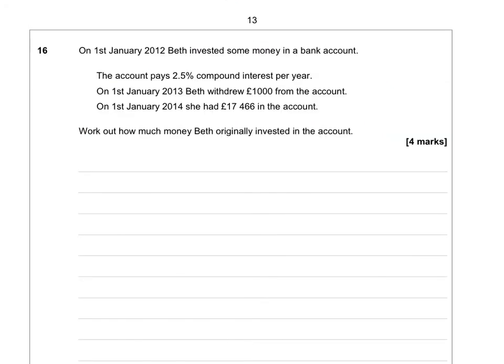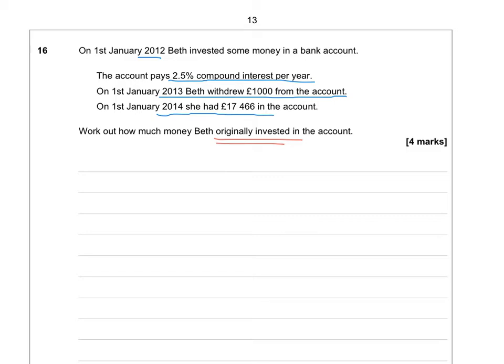Question 16. On the 1st of January 2012, Beth invested some money in a bank account. The account pays 2.5% compound interest per year. On the 1st of January 2013, Beth withdrew £1,000 from the account, and on the 1st of January 2014, she had £17,466 in the account. Work out how much money Beth originally invested in the account.